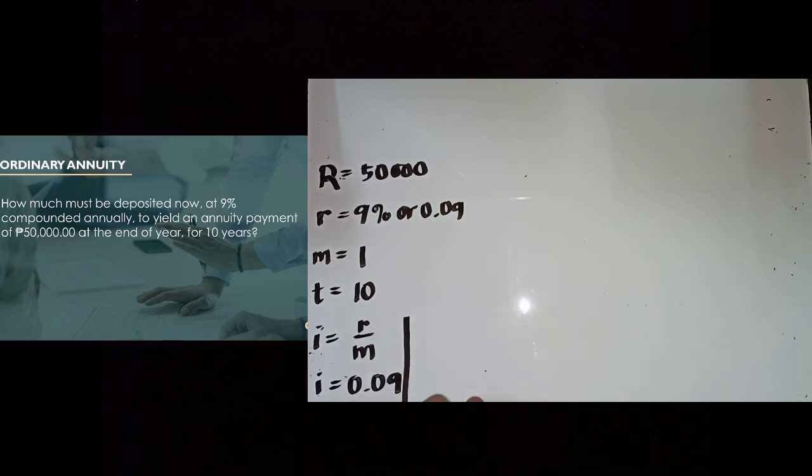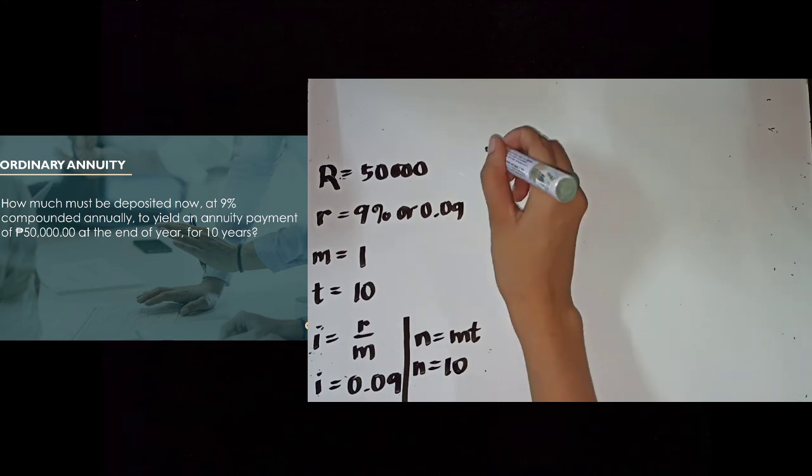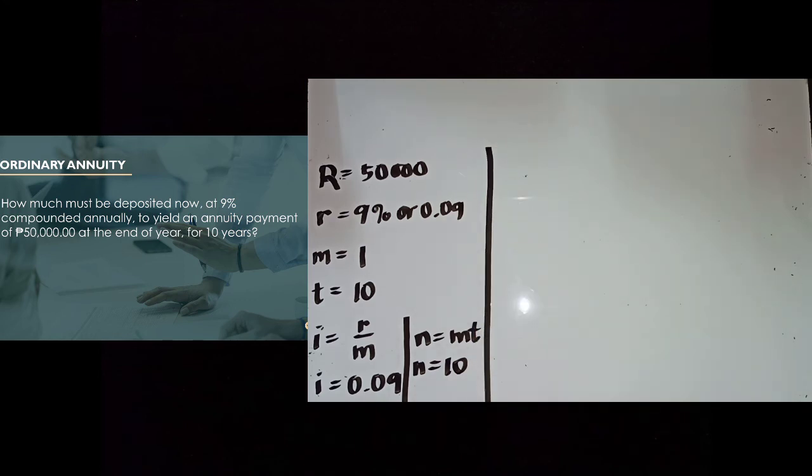And the value of our N is equal to MT. So, just multiply M by T. The value of your M is 1 and the value of your T is 10. So, 1 multiplied by 10 is 10. Okay, so ito na yung given natin. So, ngayon, substitute lang natin siya sa ating formula.